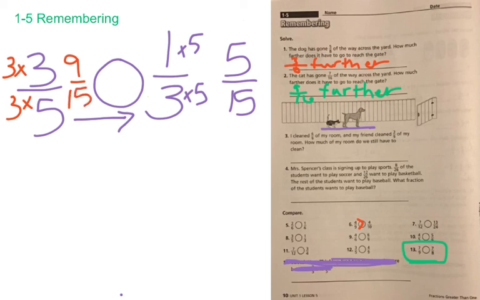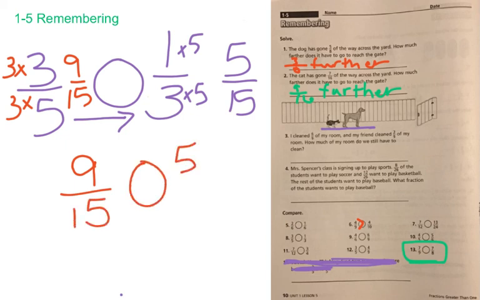Now in my equation, I have common denominators, so it's easy to compare. I have 9/15, and I'm comparing it to 5/15, and so I know that 9/15 is larger than 5/15. So in this case, 3/5 is greater than 1/3, and so I can go ahead and write 3/5 is greater than 1/3. Remember, the alligator mouth eats the bigger fraction. You can go ahead and work on the other problems on your own.